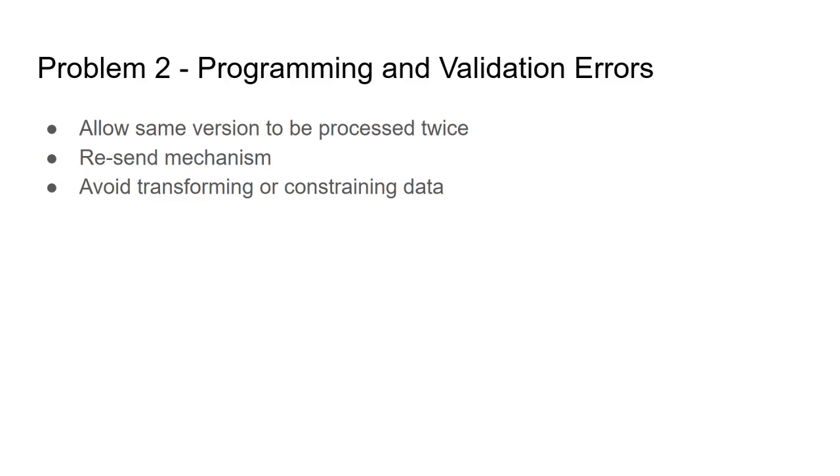So having soft deletes means that you can tell that the record should no longer be active. Programming errors are inevitable and you should expect these. I talked about resending the message before. The other option is allowing the same version of a particular record or a particular notification to be processed twice, and that will allow the developer to change and fix their code, and then you can rerun the message.